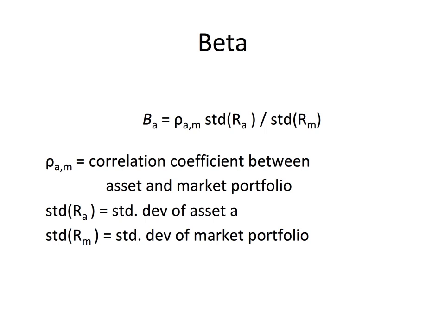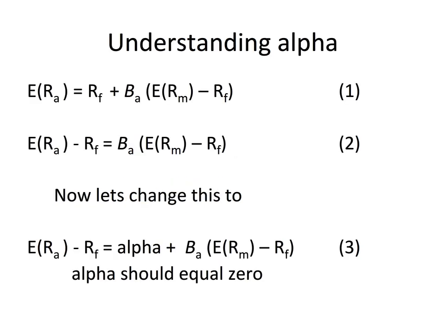This equation, again, can be used to estimate beta given data. We would calculate the correlation coefficient and the respective standard deviations. Also, from this equation we can get alpha. And let me explain alpha in the following way.